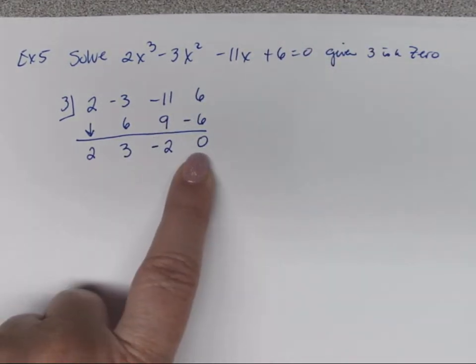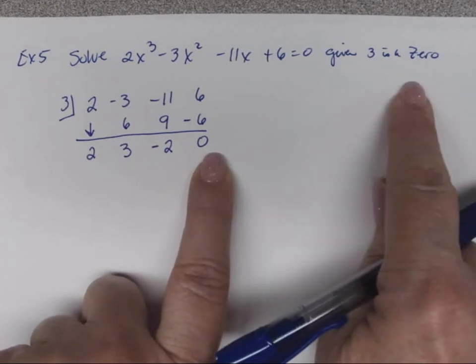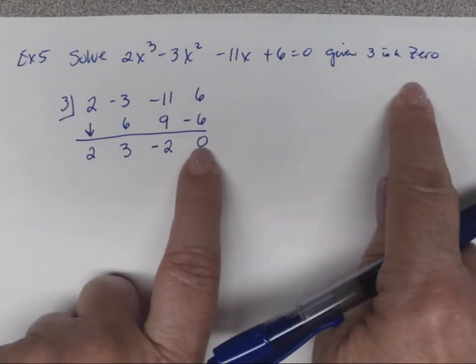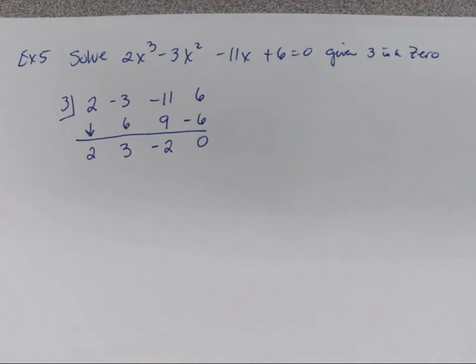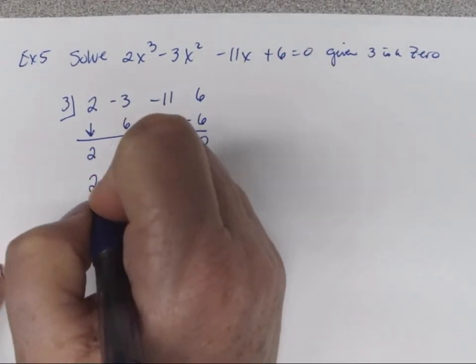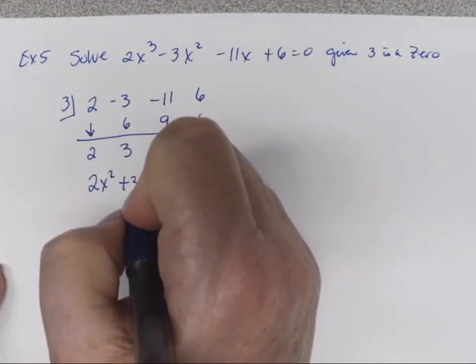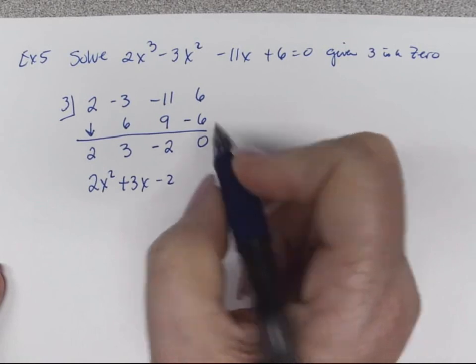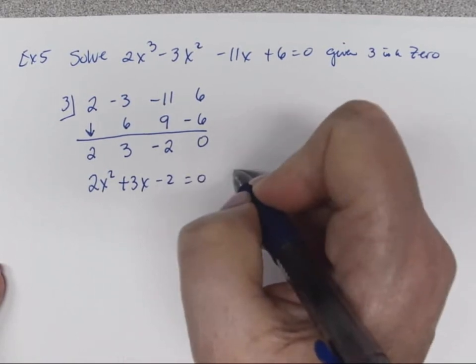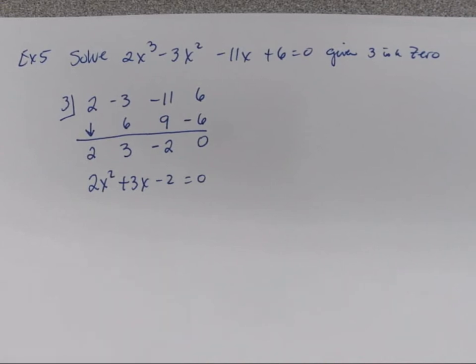If I did not get a 0 here, I did something wrong. It has to be a 0 because they said it's a 0. So you're going to get 0 here. Now we'll write this down as an equation. So 2x squared, because remember we dropped down a degree from the cubed, plus 3x minus 2. We're going to set that equal to 0 because we need to factor this. You could also, if you knew another 0, you could use that, but we're going to factor it.